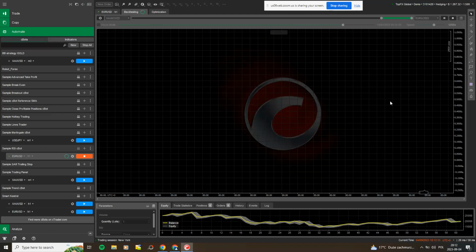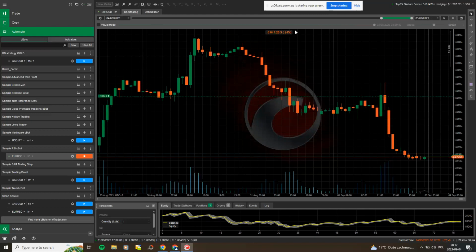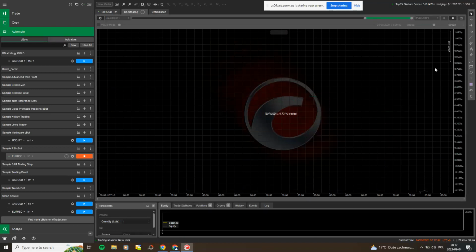Let me finish this backtest, hoping for some profits, so we know that this strategy has some kind of a future. Right now it's minus 24%. As you can see, in this 3-month period it's minus 24%. Let's backtest it a little bit further, over, let's say, 1 year, from September 4th last year. What will happen if we change the testing period to 1 year?